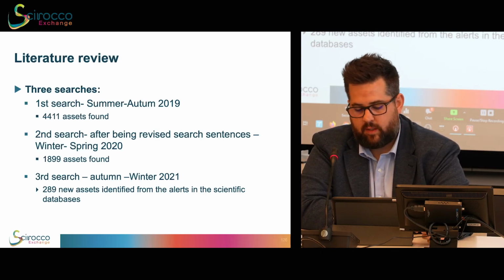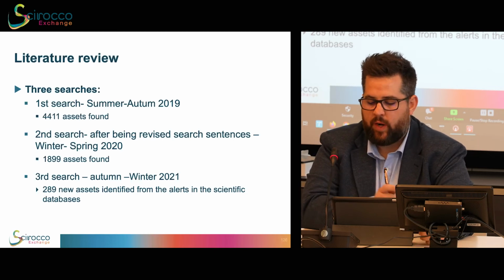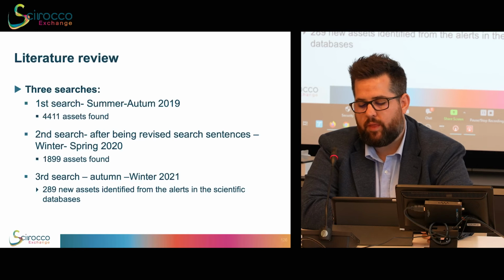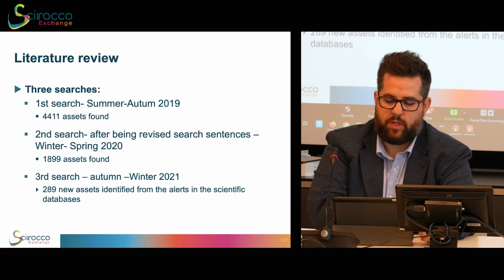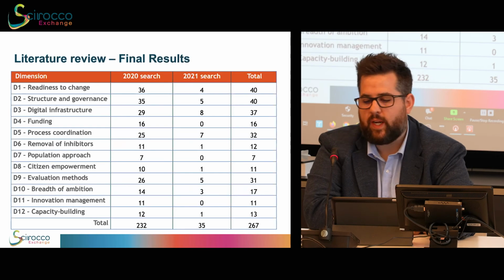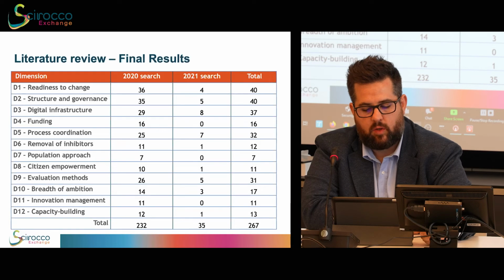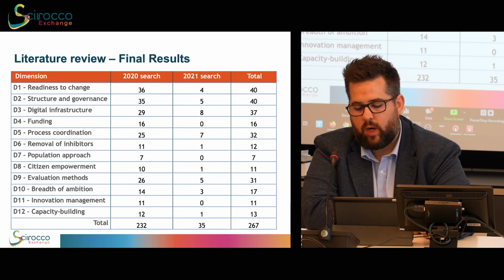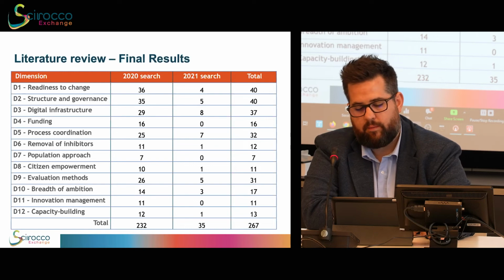We made a third search in autumn 2021, and overall, we have reviewed over 1,700 assets in those 2 years. In this slide, you can see the number of assets that we selected. So in total, we have selected 267 in this literature review process, 232 in the first search, and 35 in the last search.